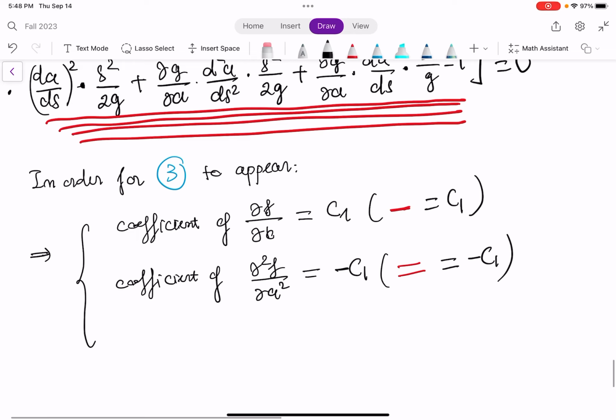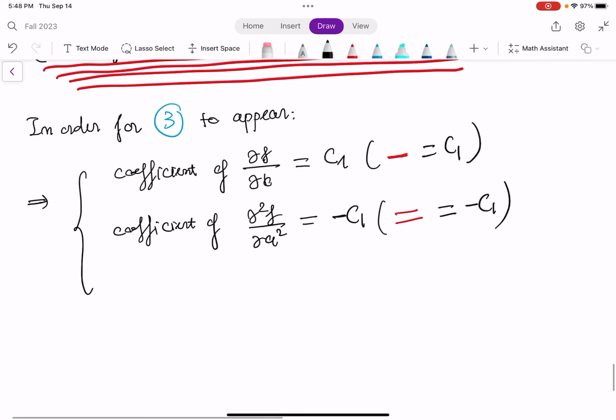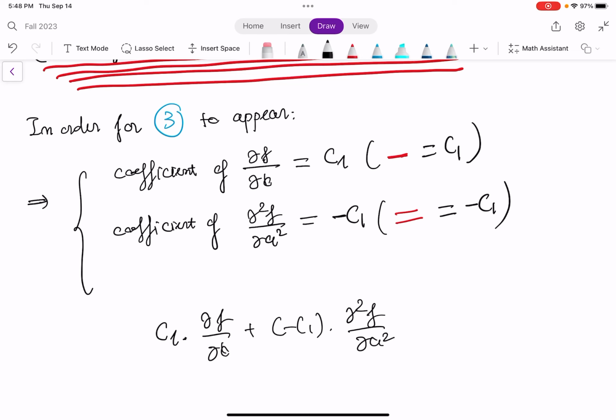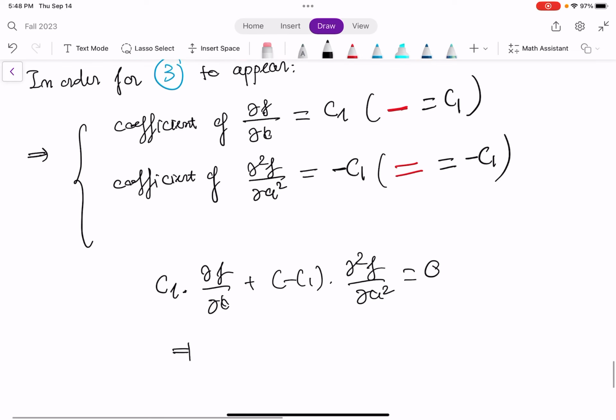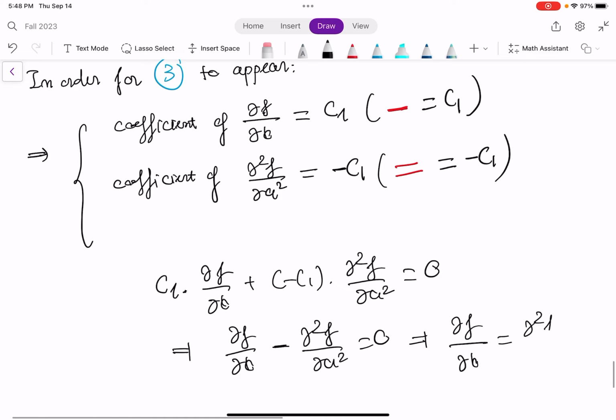This is the reason why I want the coefficient of partial f with respect to b to equal C1, and the coefficient of partial squared f with respect to a squared to equal negative C1. If you have something like this, C1 times partial f with respect to b plus negative C1 times partial squared f with respect to a equals 0. If you solve them, you get partial f with respect to b minus partial squared f with respect to a squared equals 0, and you get partial f with respect to b equal to the second partial of f with respect to a. This is what you're gonna get. This is exactly equation 3.